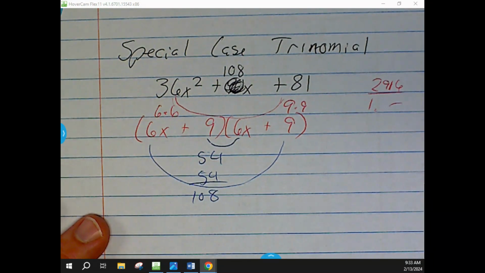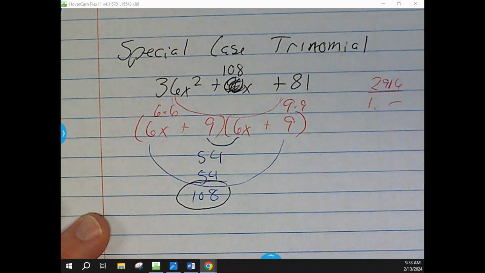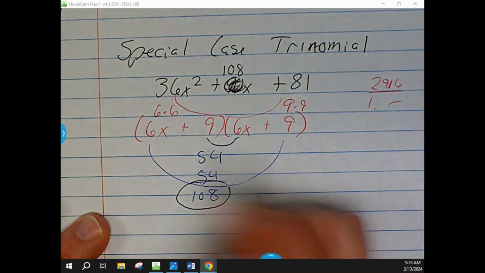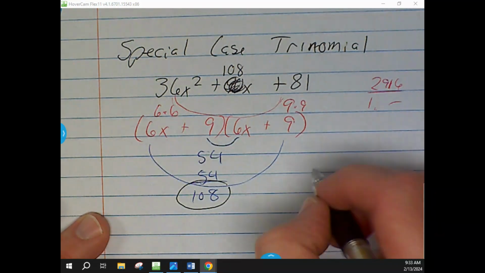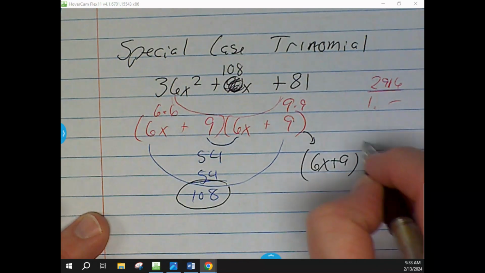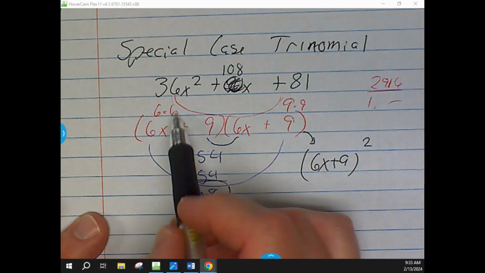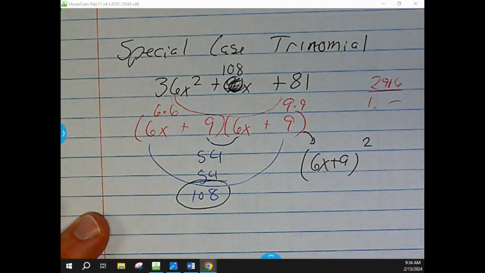All right, so it's 36x squared plus 108x plus 81. So if you add these two numbers together and this number equals your b term here, you've got a shortcut, so then this thing works. Since this thing appears twice, we're going to do 6x plus 9 squared. Again, I apologize for that one. I had the wrong number in my head when I put these two things together. I was thinking, instead of 6 times 9, I was thinking 5 times 9 to get 45, not 54.